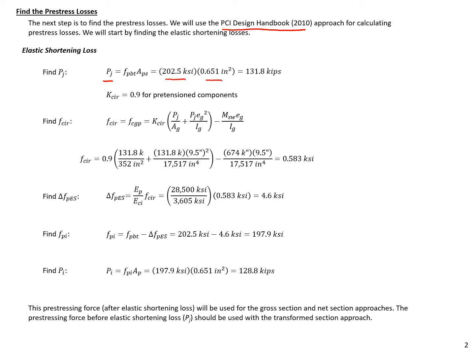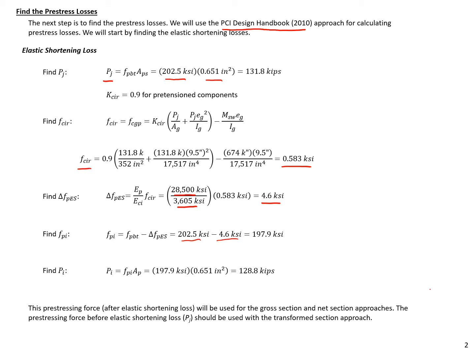And we can plug that in with our self-weight moment to calculate the stress in the concrete at the level of our pre-stressing strands. We'll find that in this case to be 0.583 ksi. We can take that times the ratio of the modulus for our pre-stressing strands divided by the release modulus for our concrete, and we'll get an elastic shortening loss of 4.6 ksi.